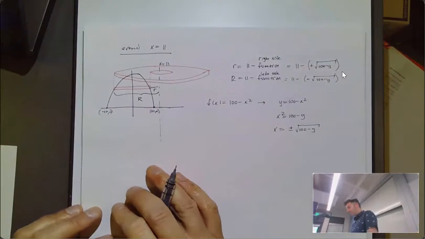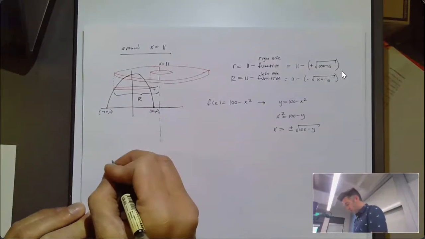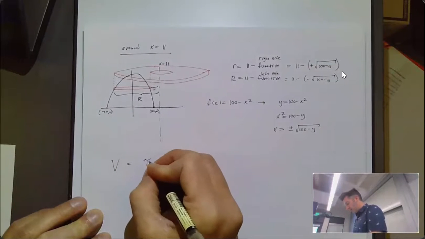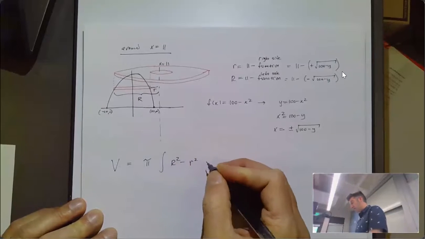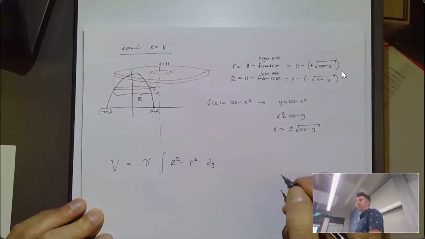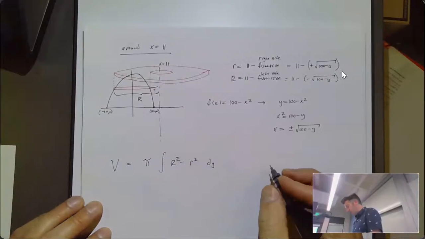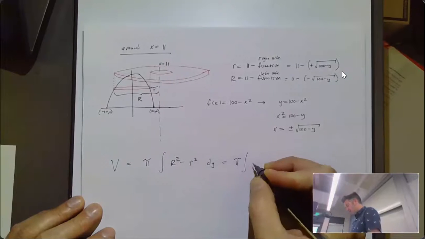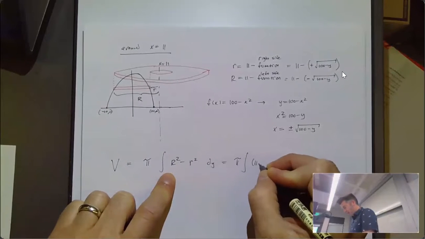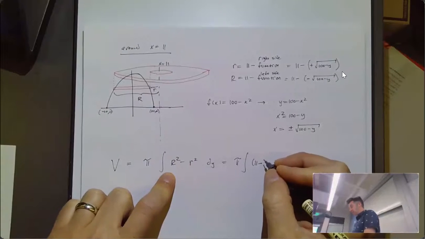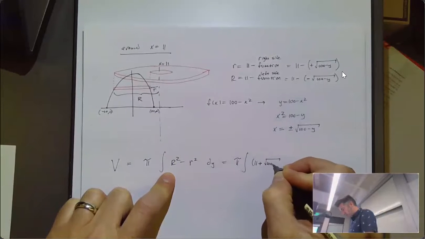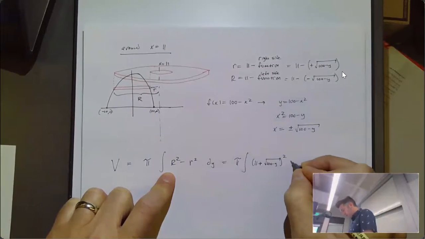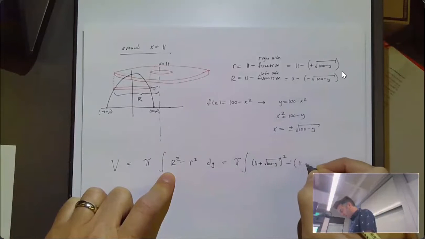So then the total volume is going to be pi times the integral of your big radius squared minus your little radius squared. And in this case, it's a dy, because it's a horizontal strip or horizontal slice. So that's going to be pi times the integral of your big radius squared, which is 11 minus, I should really just write 11 plus, because it's 11 minus a minus, so 11 plus the square root of 100 minus y, quantity squared, minus 11 minus the square root of 100 minus y, quantity squared.